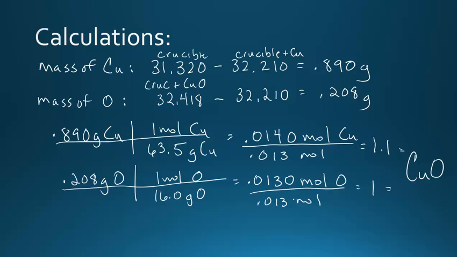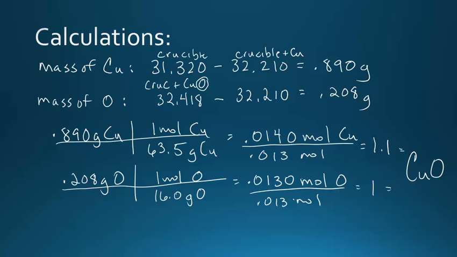31.320, that's just the crucible. Crucible plus copper is 32.210. That gave us a mass of 0.890 grams. To find the mass of oxygen, he took the mass of the crucible and the copper and the oxygen, 32.418, and he subtracted from it the mass of the crucible and just copper. So the difference there would be the oxygen. That mass was 0.208 grams.